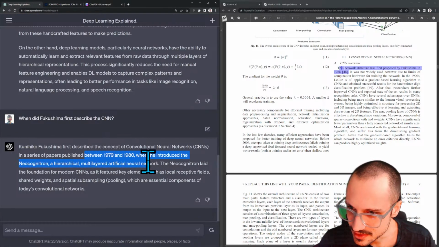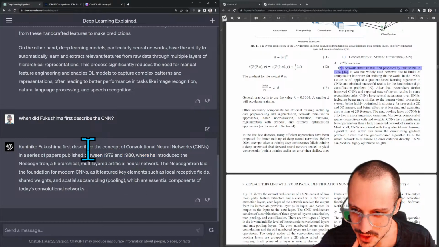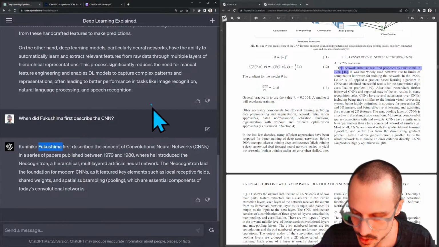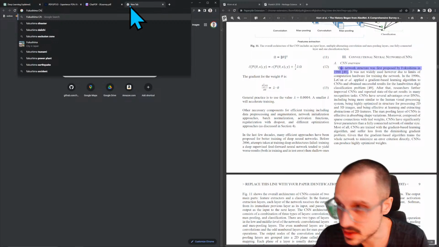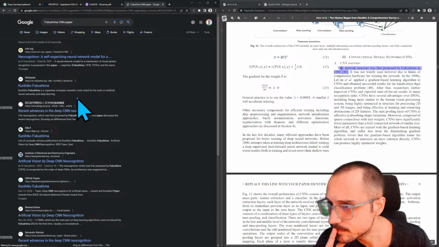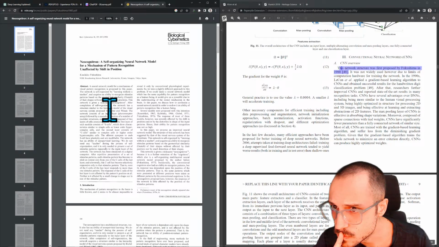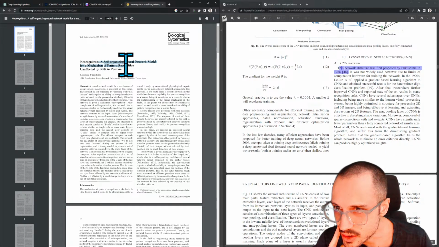And GPT-4 gave us a hallucinated wrong answer, but let's double check this. Fukushima CNN paper. A self-organizing neural network model for a mechanism of pattern recognition unaffected by shift in position.